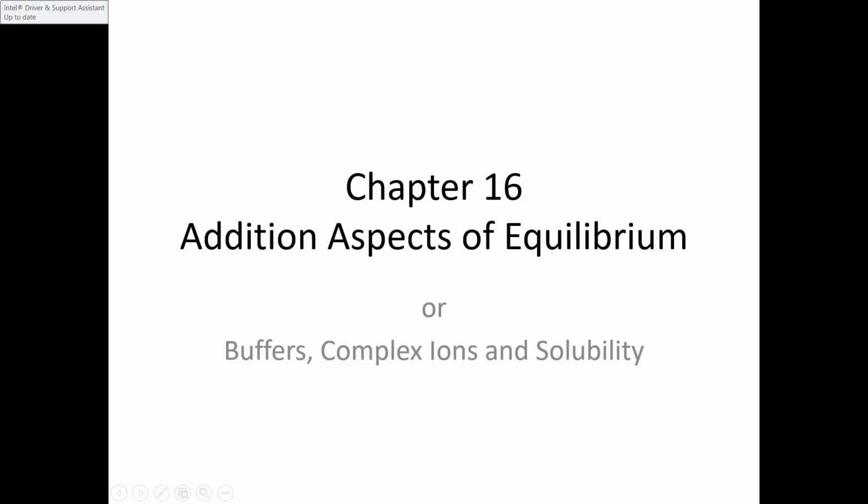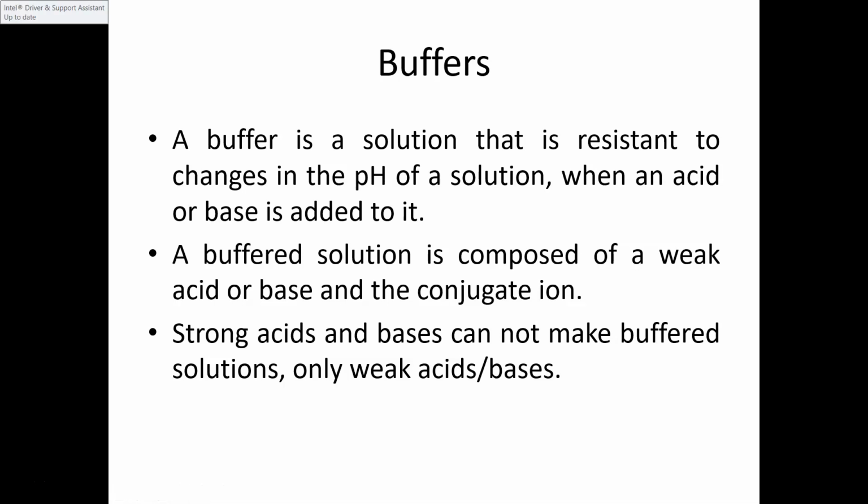Well, a buffer is a solution that resists changes to pH. That is, when you add an acid or base to a buffered solution, the pH doesn't change much, depending upon how much acid or base you add to it. Buffer solutions are composed of weak acids and bases and the conjugate ion of those weak materials. If you don't have a weak material, then you don't have a buffered solution. That is, using strong acids and bases, you cannot create a buffered solution. But you must have both the weak acid and base and its conjugate ion. It's not enough to have just one.